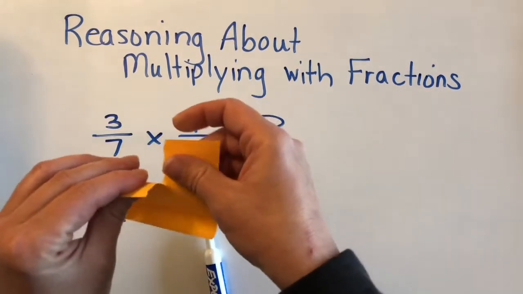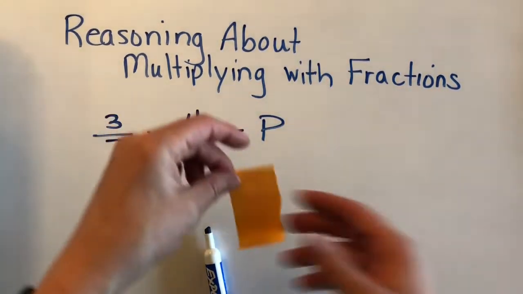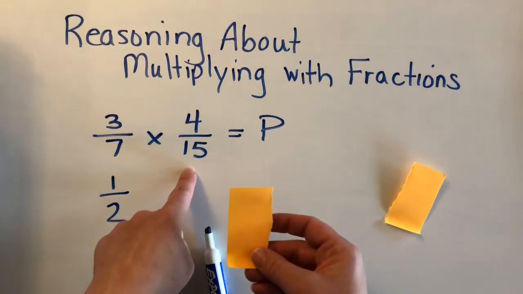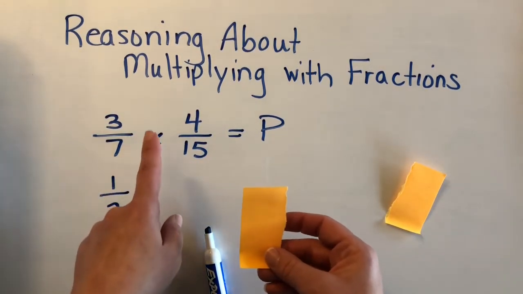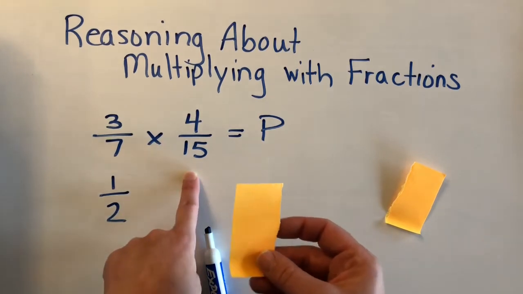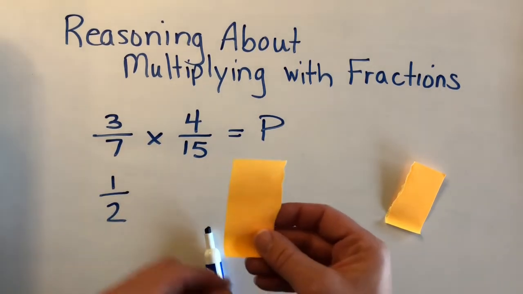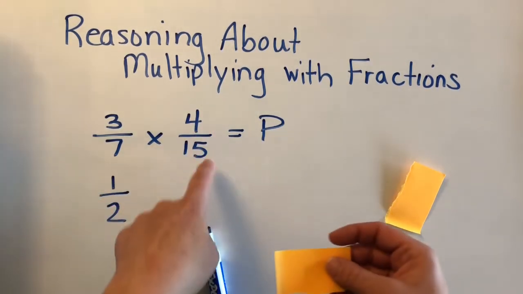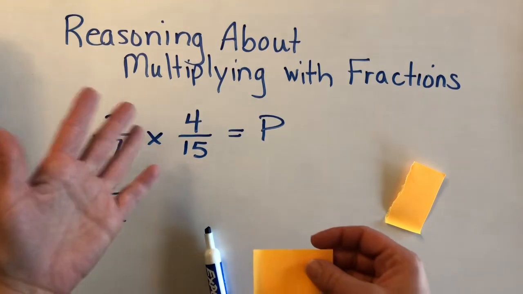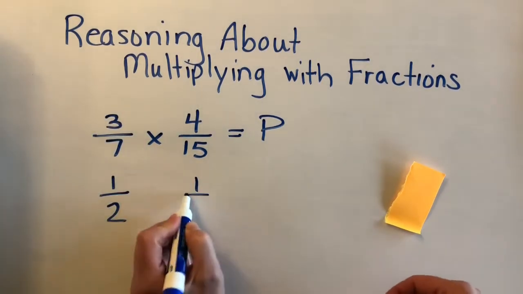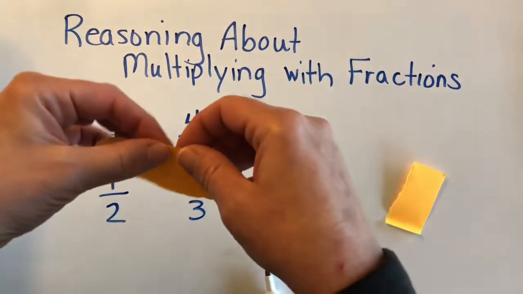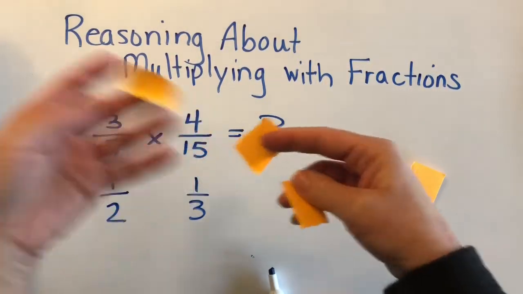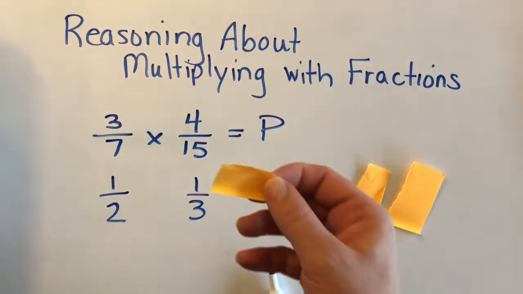So if I start with half, I have this over here, but this is half. And then, it says 3/7 groups of 4/15. So then I have 4/15 of this. So if I do 15 divided by 3, it's around 5. So this is actually close to a third. So if I take 4/15, it means I would have to take about a third. And this is what I have left.